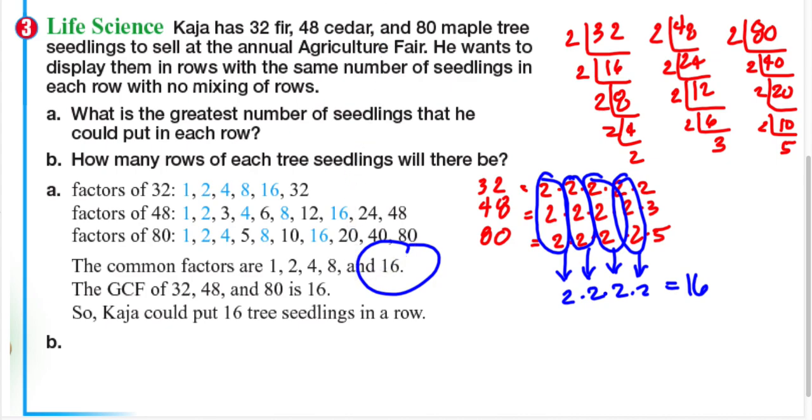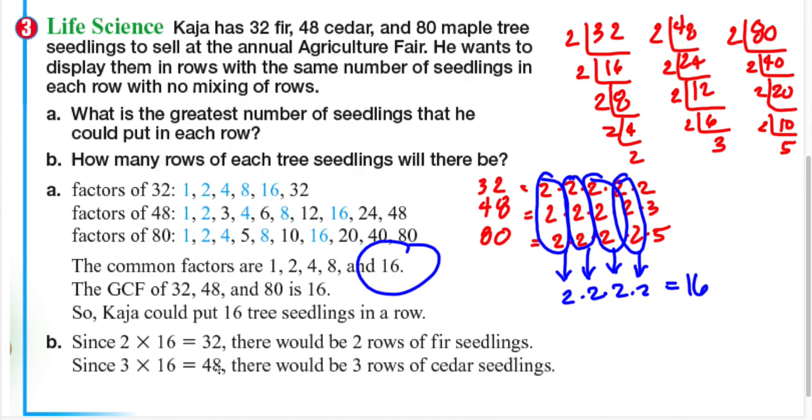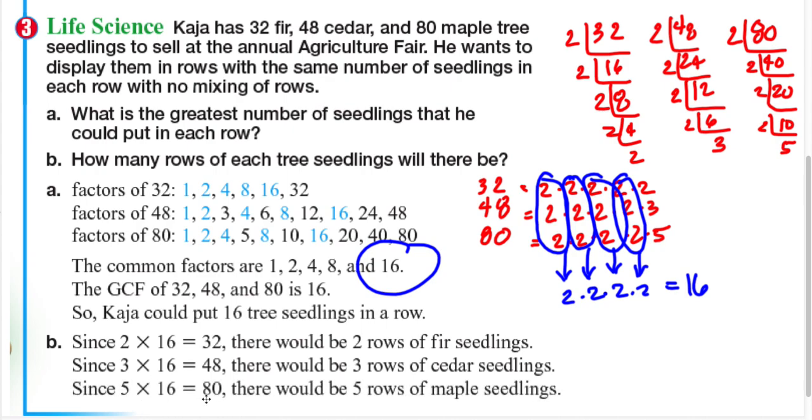Okay, knowing that, let's now answer letter B. How many rows of each tree seedlings will there be? Since 2 times 16 equals 32, there would be 2 rows of fir seedlings. Again, using the GCF. Since 3 times 16 equals 48, there would be 3 rows of cedar seedlings. And since 5 times 16 equals 80, there would be 5 rows of maple seedlings.